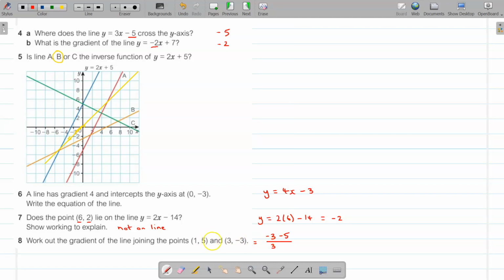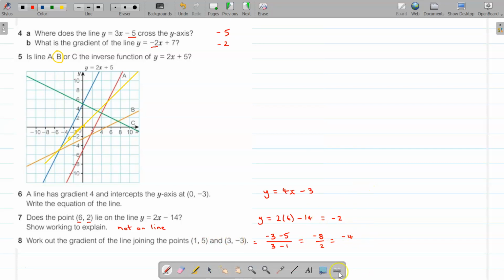minus 1, yeah, 3 minus 1, which is 2. So that on the top is minus 8, and on the bottom is 3 minus 1 is 2. Well, negative 8 over 2 is the same as negative 4 over 1, which is just negative 4. So that's the gradient of the line linking those 2 points.